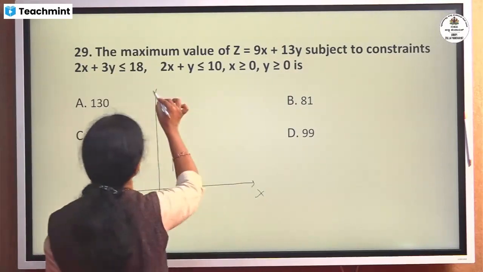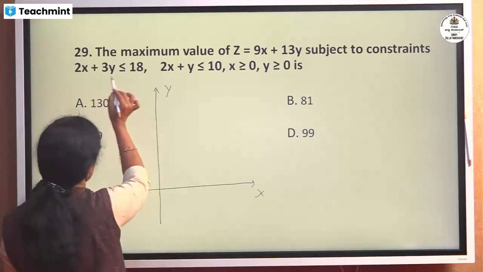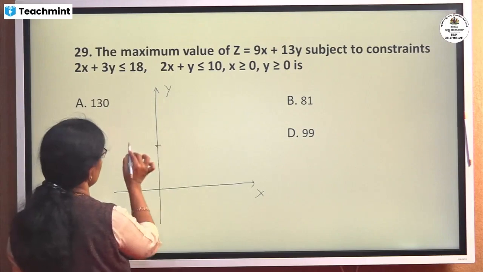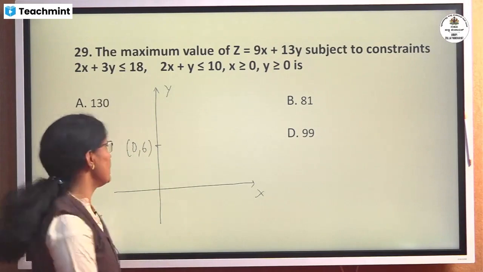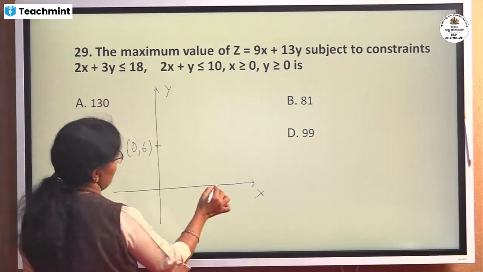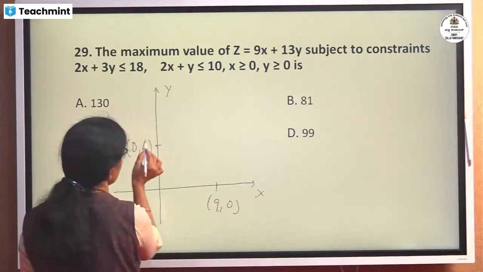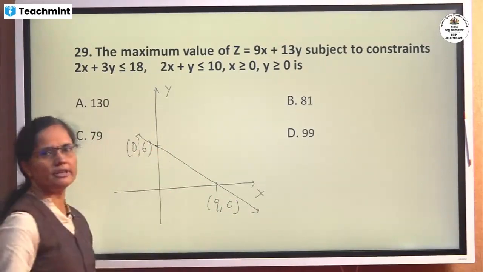Yes, x and y axis. So draw this graph. When x is equal to 0, 3y is equal to 18. Therefore, y is equal to 6. Therefore, 0, 6. You must be very quick while finding the points. Very easy. So when y is equal to 0, 2x is equal to 18. Therefore, this is the point 9, 0. Okay. These are all the questions that you solved in your class. Is it not? Very easy.